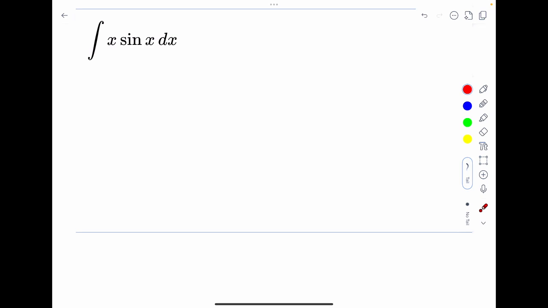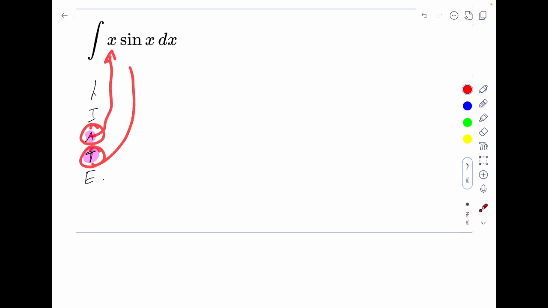Alright, guys, so now we've got a trigonometric example where we've got the integral of x sine x dx. So how does it work in this context? Well, it's going to work exactly the same. That should be a T, sorry. So in this example, we've got A over here and we've got T over here. Now this A corresponds to x, obviously, and the T corresponds for trigonometry to sine x.